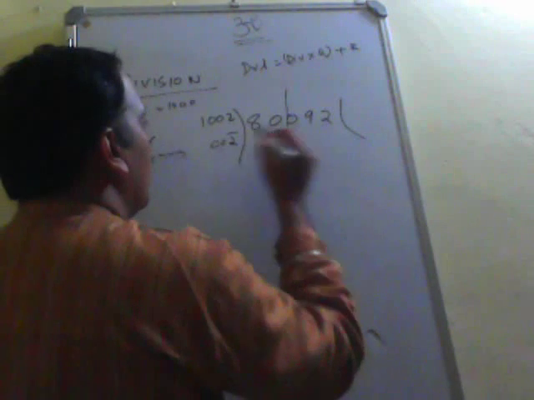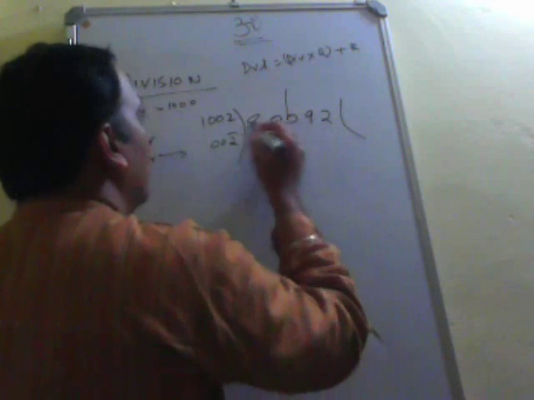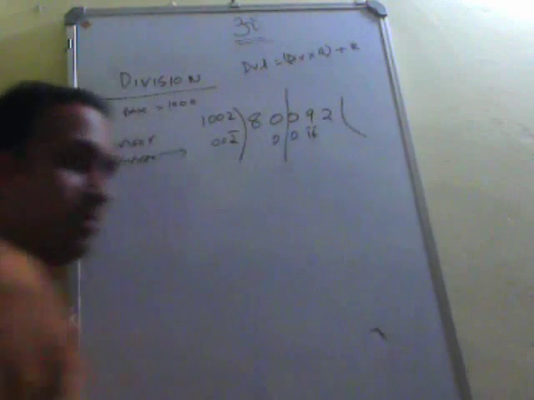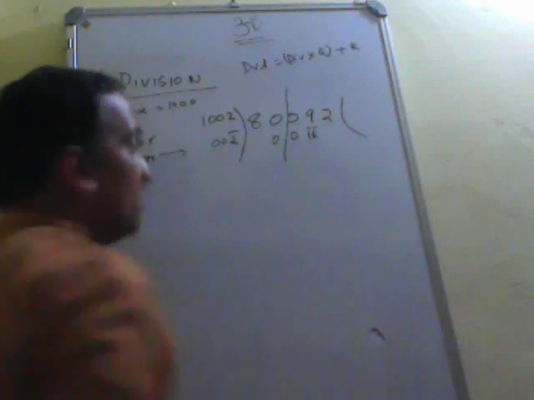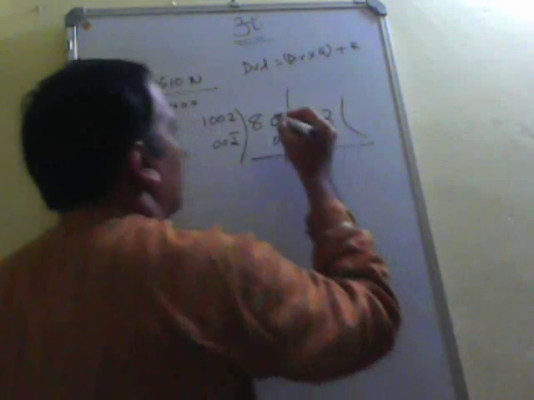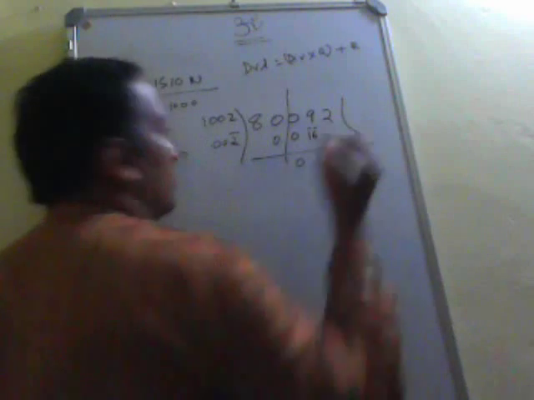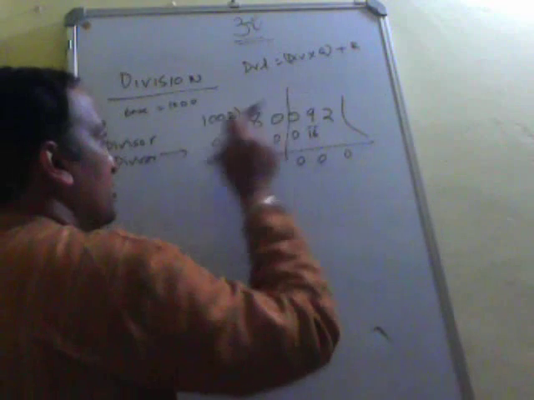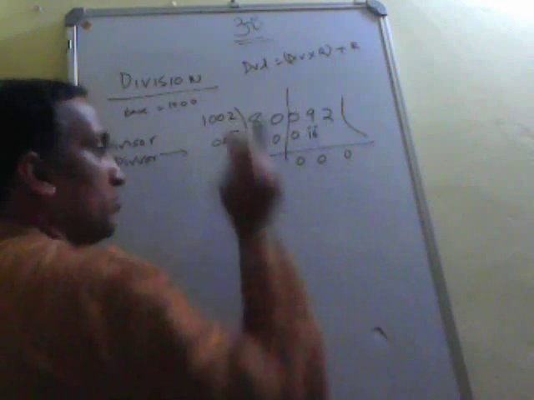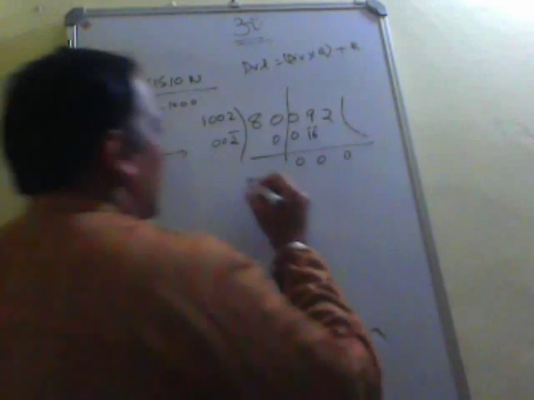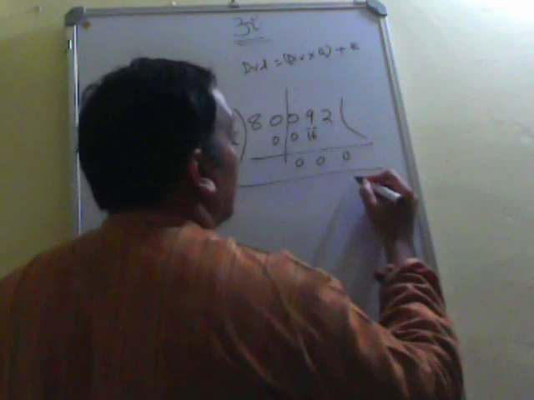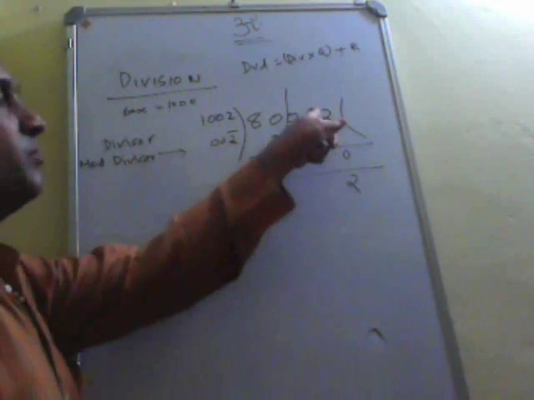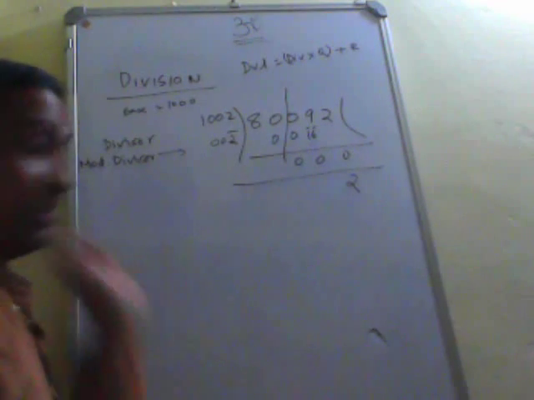8 zeros are 0, 8 zeros are 0, 8 twos are 16 bar. 1 bar, 6 bar. Cut. 0, 0, 0, 0. Right? Because 0 into 0 plus 0 is 0. 0 into 0 is 0, 0 into 2 bar is 0. Now add. 2, 16 is minus 16 plus 9 is minus 7. 7 bar.